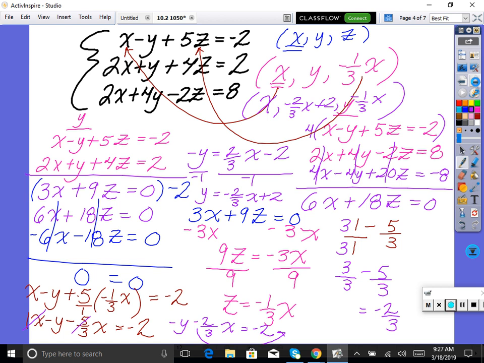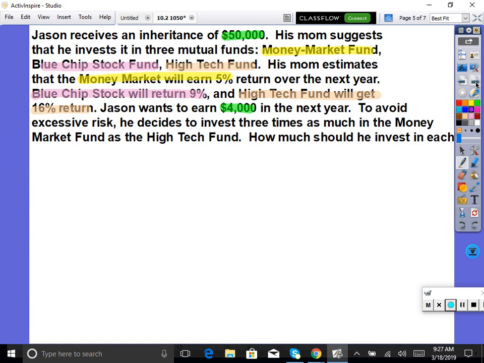So last one is this story problem right here. It's pretty straightforward stuff, actually, the story problems on these ones. So it says, Jason receives an inheritance of $50,000. His mom suggests that he invest that money into 3 mutual funds: money market fund, blue chip stock fund, and high tech fund. His mom estimates that the money market will earn 5% return over the next year.